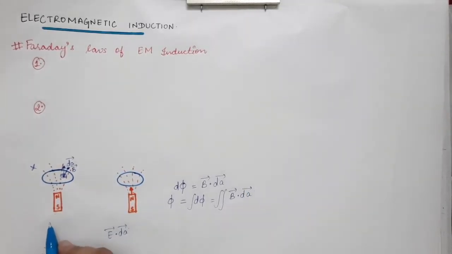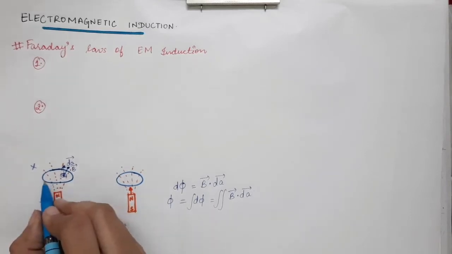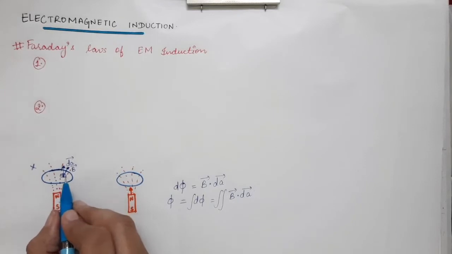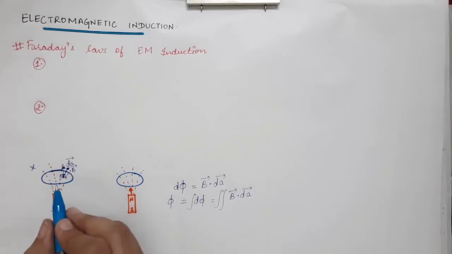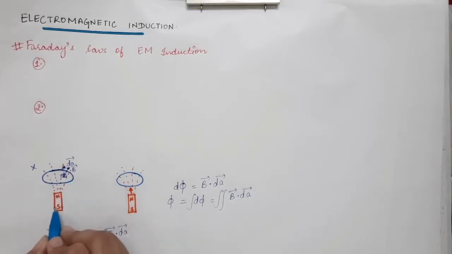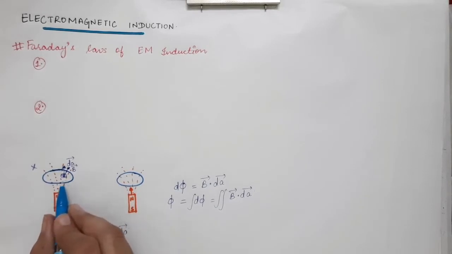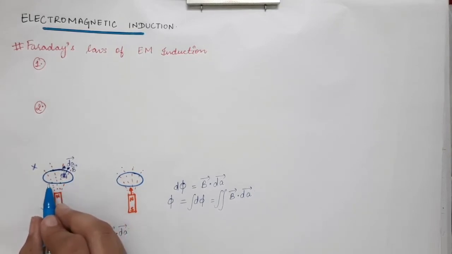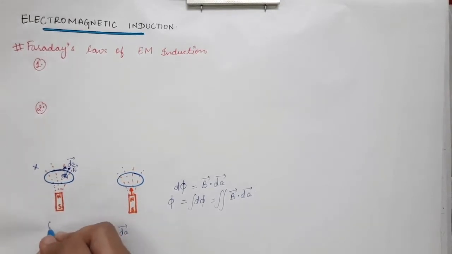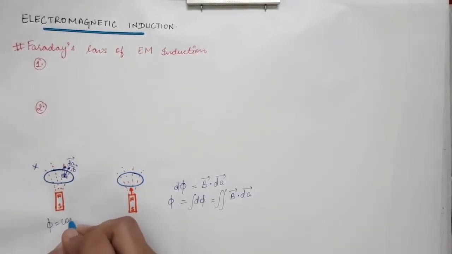Now in this first case, the number of magnetic field lines which are crossing this surface remains constant throughout. This bar magnet is stationary with respect to the coil, so the number of magnetic field lines crossing this surface will remain constant, meaning the magnetic flux will remain constant. So in this first case, phi will be constant.